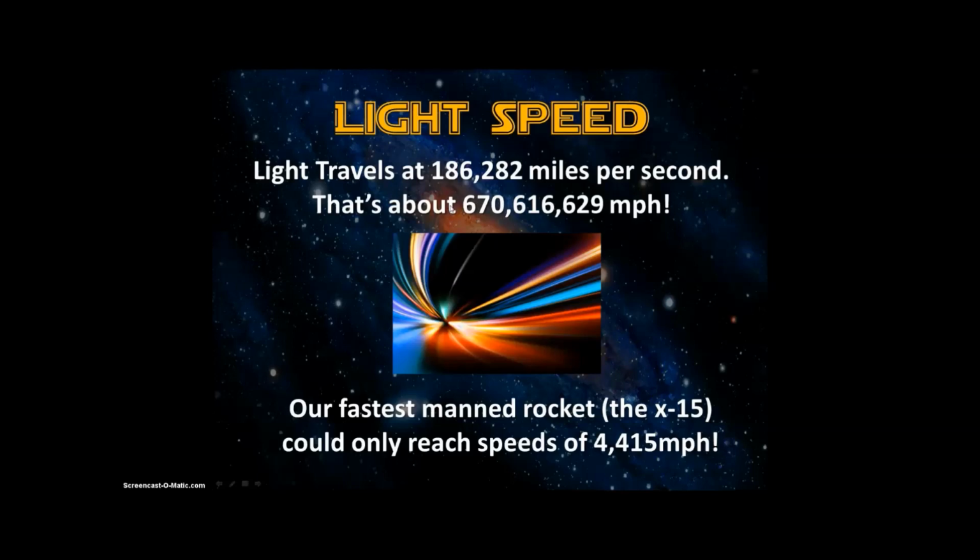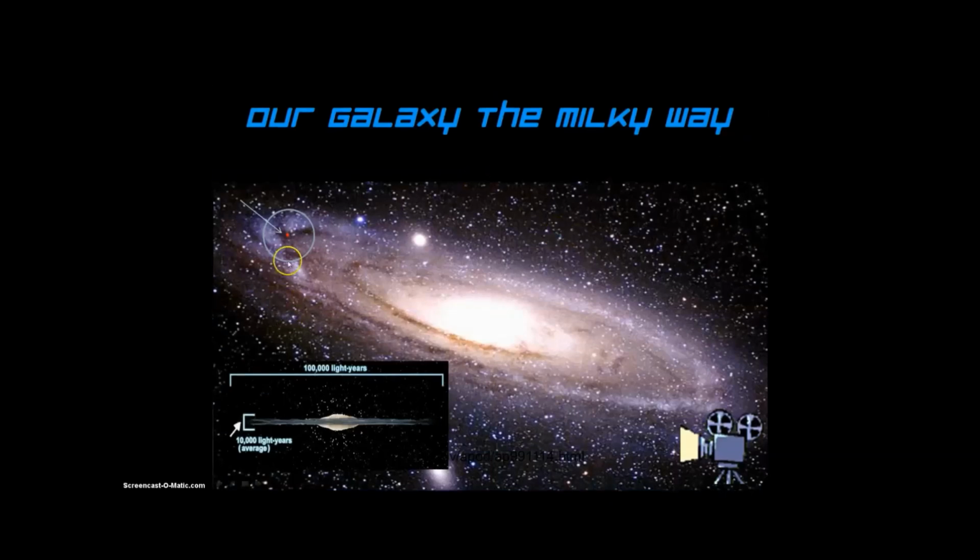But let's say you could travel this fast. If you could travel this fast, then you could go from one side of our galaxy to the other side, traveling at the speed of light, which we can't do, and it would take you about 100,000 years. Now, that's incredible. And like I said, scientists know about 125 billion galaxies that exist today, and keep in mind, we haven't seen the whole universe.